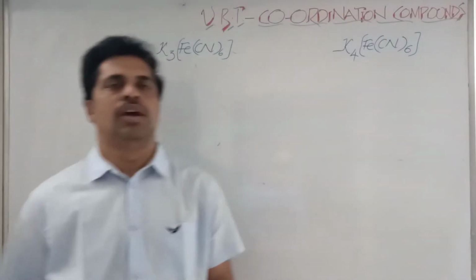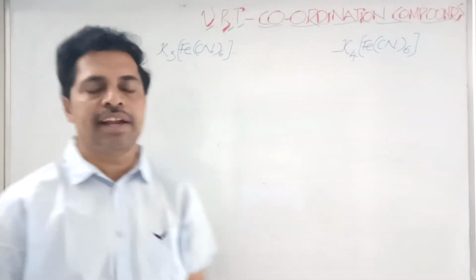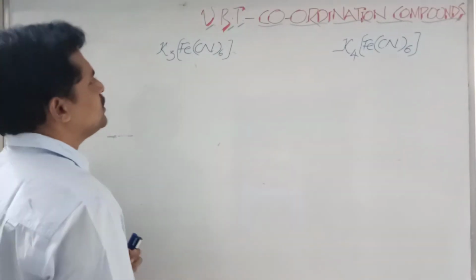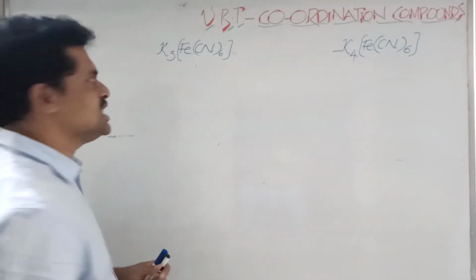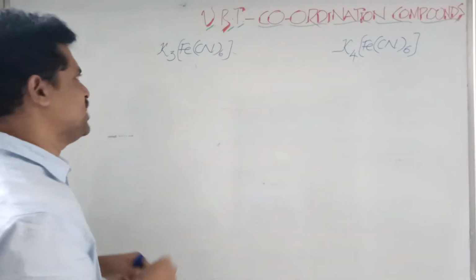Hello, in this session we will go through the structures of potassium ferricyanide and potassium ferrocyanide. They look very similar. The names are also almost the same except for the oxidation state. So we'll discuss these two together, one by one.